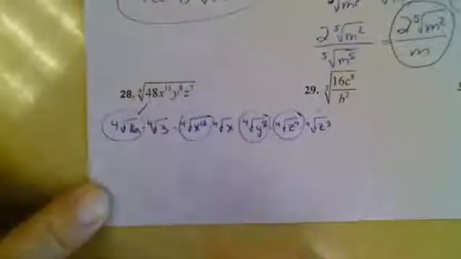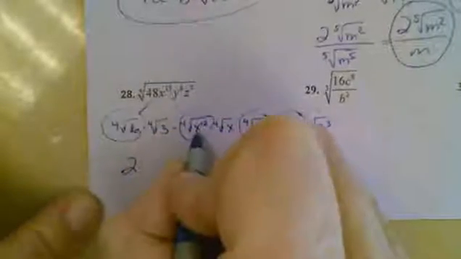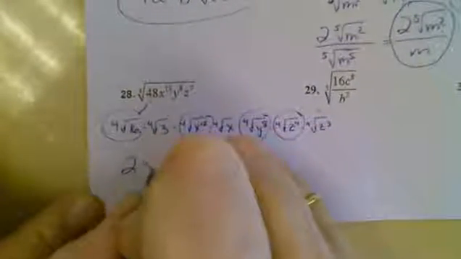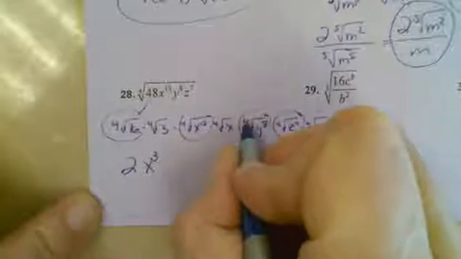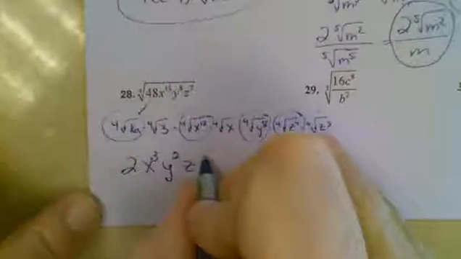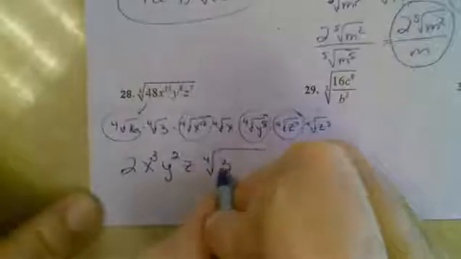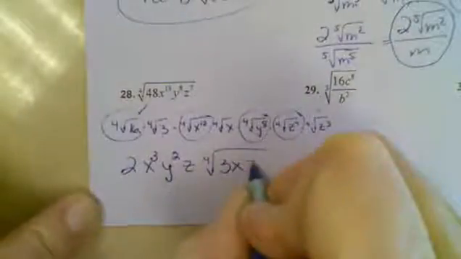the number, the 4th root of 16. So 4th root of 16 is 2. Here I get 12 divided by 4 is x to the 3rd. 8 divided by 4 is y squared. 4 divided by 4 is z to the 1st. What's left stays under the radical, 3x z to the 3rd.